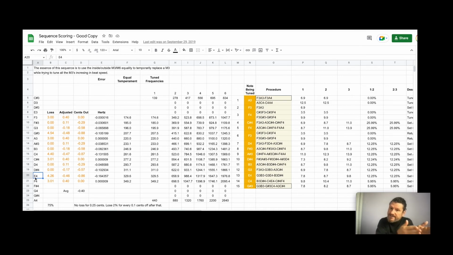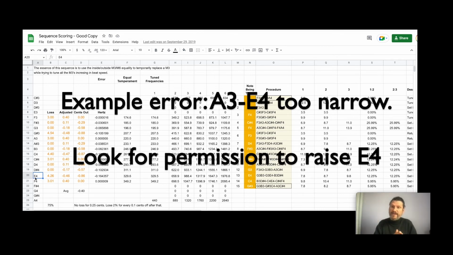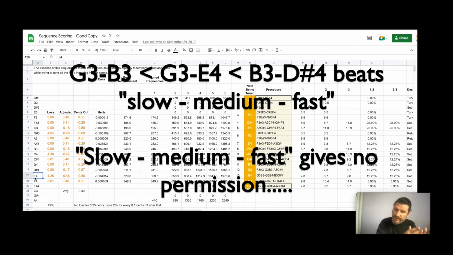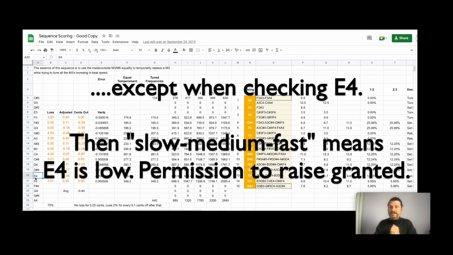Because if it fits in the criteria, it means that it's too low, because the criteria has this error in it, this problem of the accumulated error based on using the second and third generation of the major third, major 6 equality. So just to wrap that up again, when you're looking for permission to raise the E4 and it fits in the way that it was originally tuned, that means you do have the permission to raise it, and you can raise it.